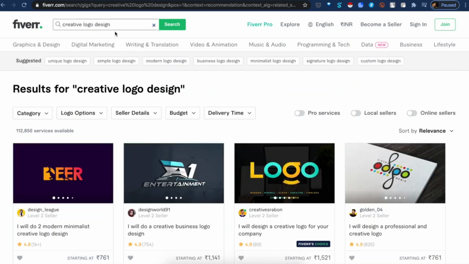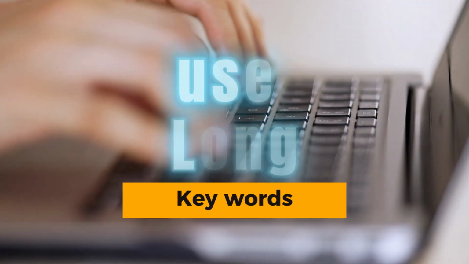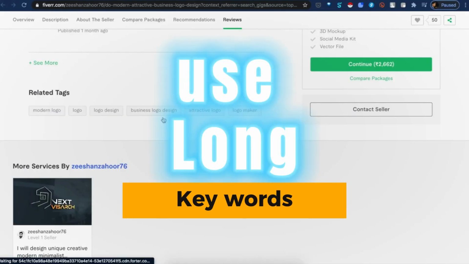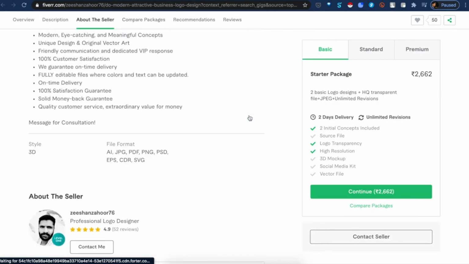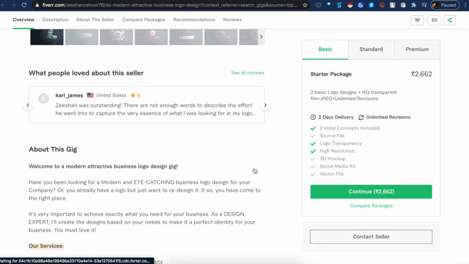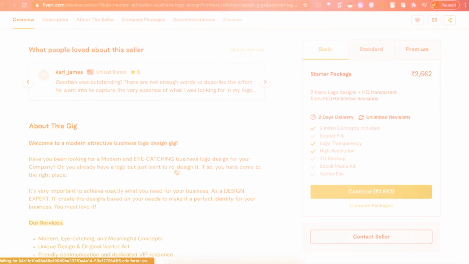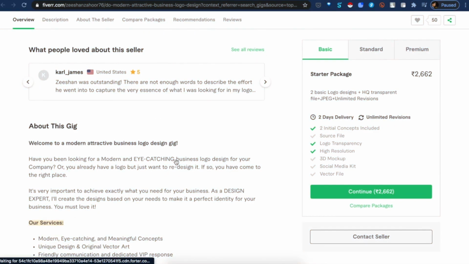Long tail keywords. Focus on long tail keywords, which are phrases with three or more words, as they often have lower competition and higher intent from users. For example, instead of "WordPress design," consider "affordable custom WordPress website design."